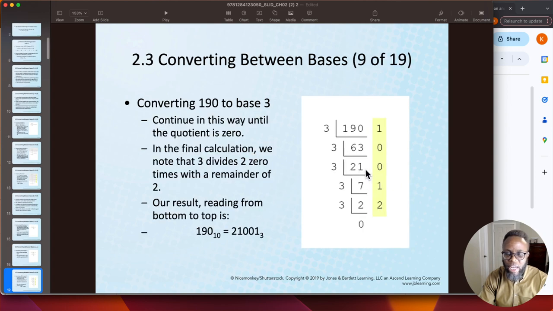until, again, how many times does 3 go into 21? 7. There's a remainder. You capture the remainder. And you keep doing that until you can divide no more. And then the answer becomes 21001. So this is the method I am familiar with. And I think we talked about this last class.